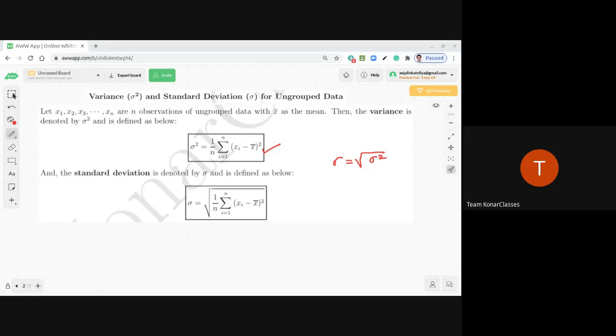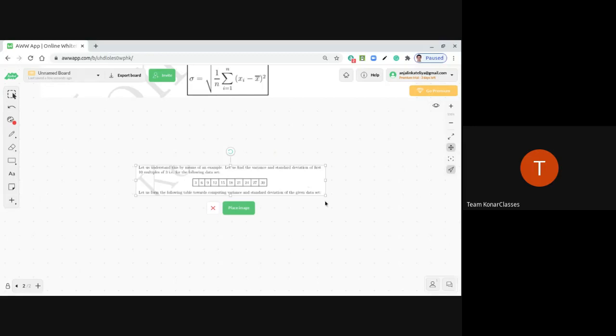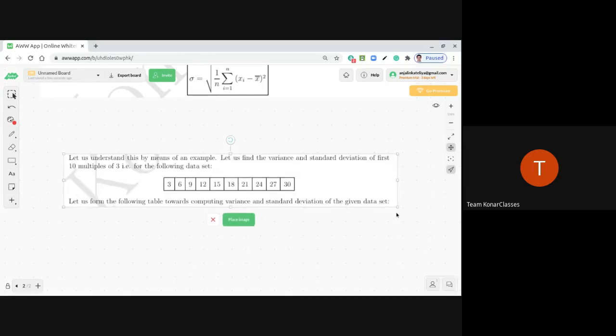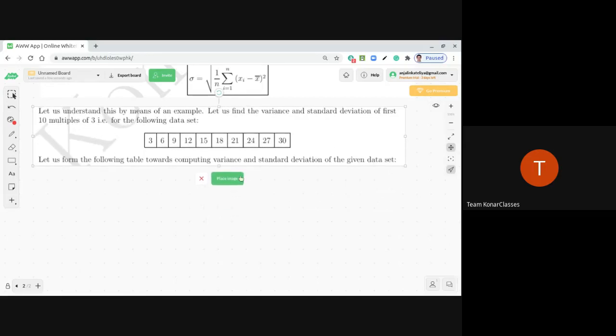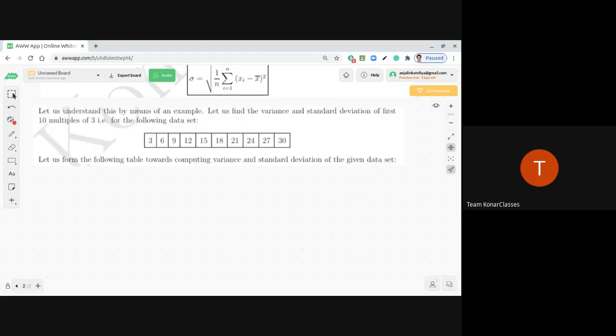Now let us see by means of an example. So let's take a data set as I mentioned below here. Let us understand by means of an example. Let us find the variance and standard deviation of the first 10 multiples of 3.